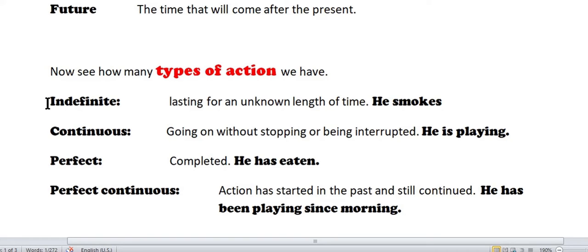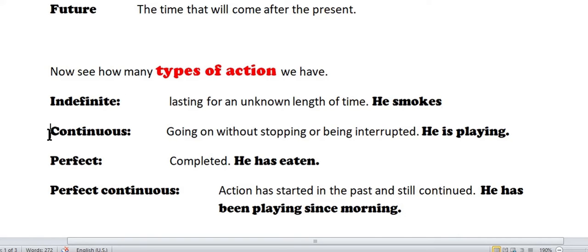First of all we have the indefinite. The meaning of indefinite is that something is not confirmed. In this sense it's an action that lasts for an unknown length of time. We don't know when the action started, or its continuity, or when it will finish. Indefinite tense has no ending, starting, or continuity time. For example, he smokes. There's no time when he smokes or when he was smoking or when he will smoke. It just says someone who smokes. So there is no time noun in indefinite.